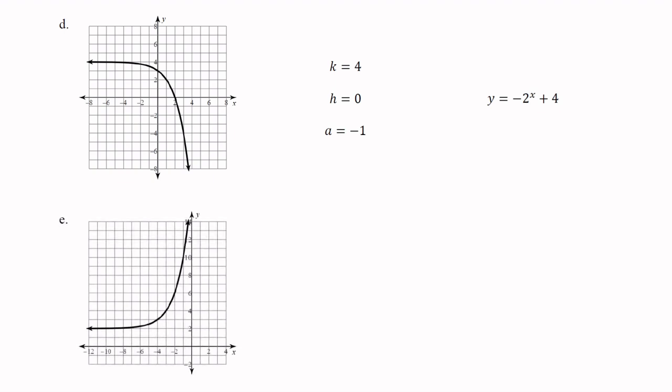And then finally for e, our horizontal asymptote is at 2, so k is 2. Our h is -4 because the point closest to our asymptote is 4 units to the left of the y-axis. And a is 1 because we are not reflected. So y equals 2 to the x plus 4, plus 2.